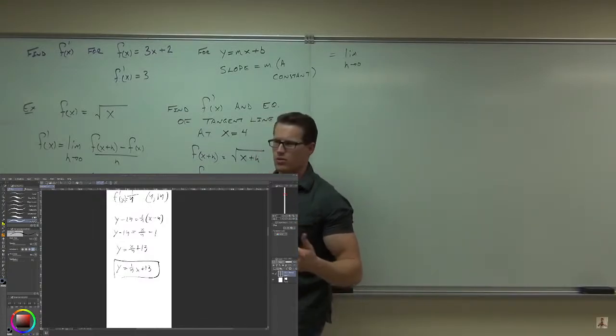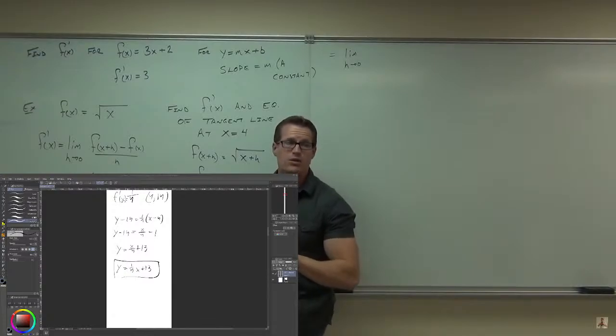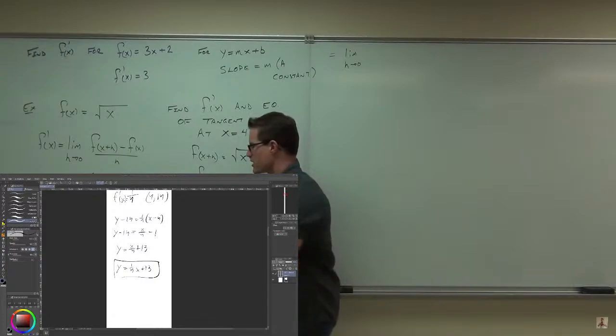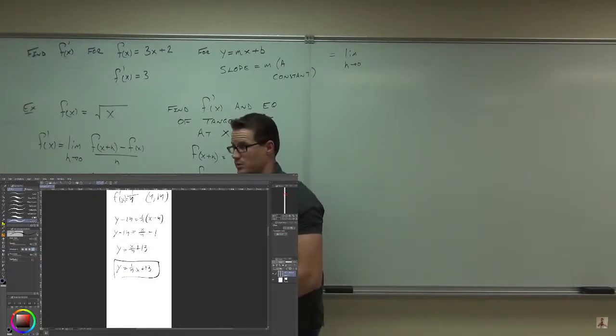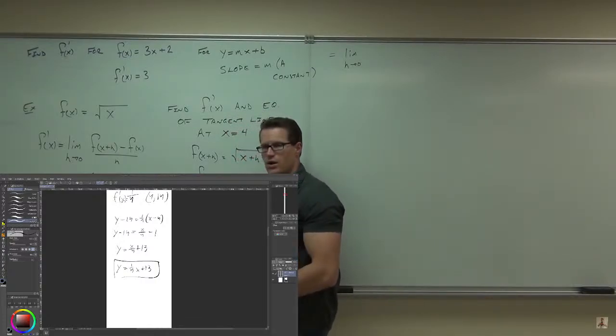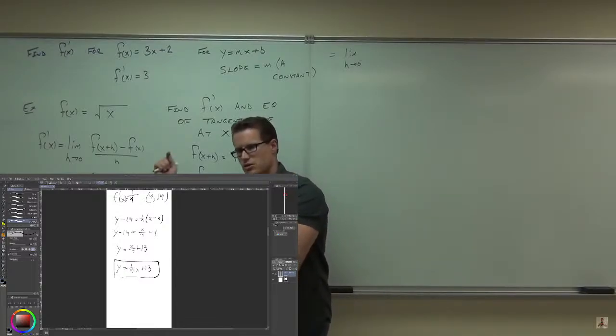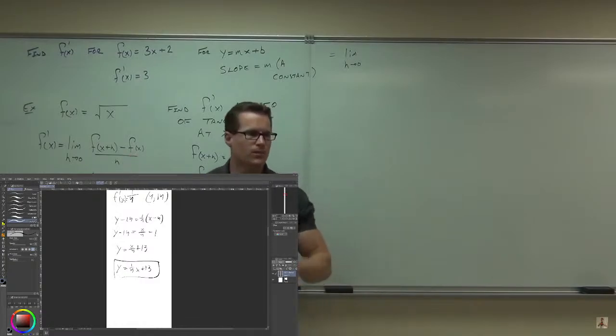Should I distribute the h? No. I'm not trying to remove any radicals from right there. So whatever you're trying to rationalize, that's what you distribute. Whatever you're not trying to rationalize, that's what you're going to try to cross out ultimately. If you were to distribute this now, you'd have to refactor it later. You don't want to do that. You want to leave it the way it is so you can cross the h out. That's your whole goal, cross the h out.